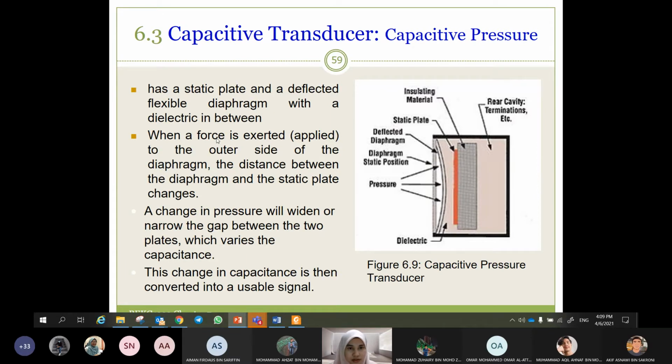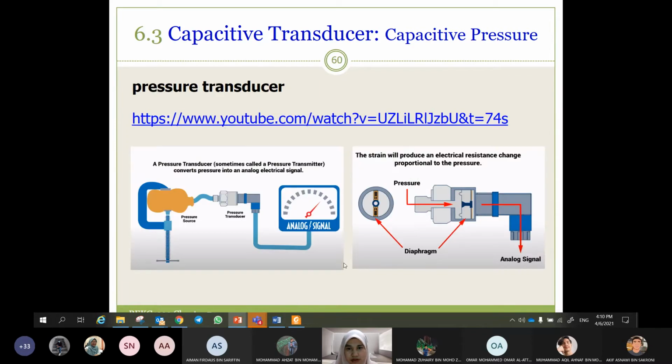A force is exerted or applied to the outer side of the diaphragm. When the force is applied here, the distance between the diaphragm and the static plate changes. A change in pressure will widen or narrow the gap between the two plates, which varies the capacitance. This change in capacitance is then converted into a usable signal.